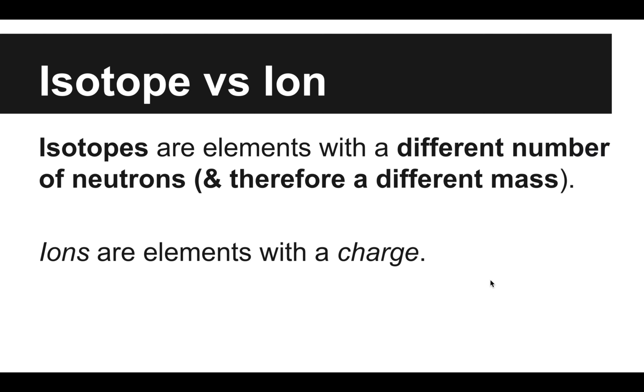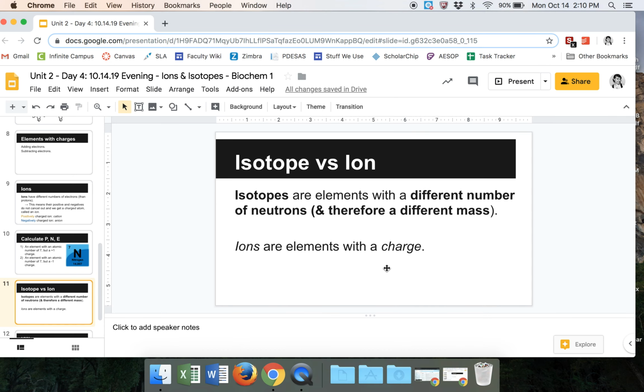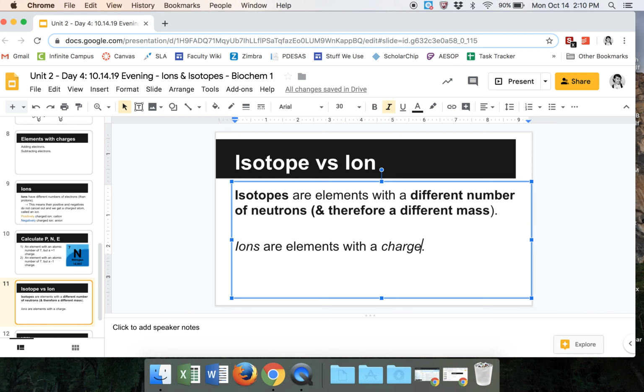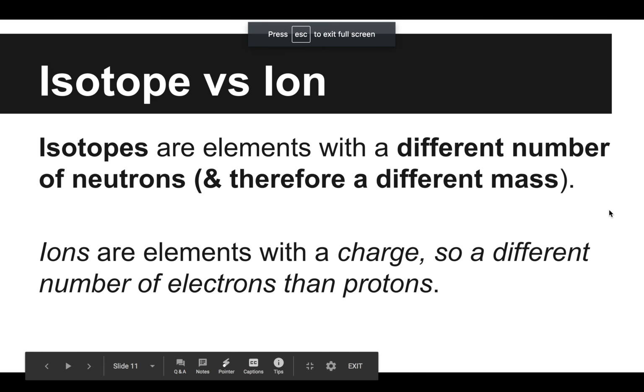Okay, so just so that we're all on the same page, we have 2 new vocabulary terms. So isotopes are elements with a different number of neutrons and therefore a different mass. And ions are elements with a charge, right? So they have a different number of electrons. And I can write that in too so that we understand. Ions: with a charge, so different number of electrons than protons. Okay, so if you need that, pause it here so that you can copy that down as well.